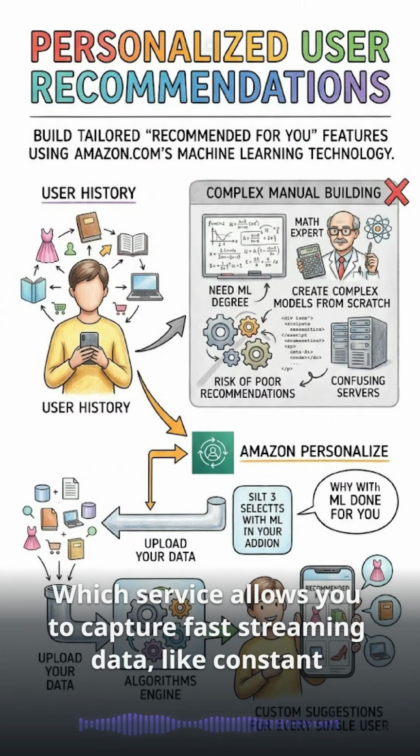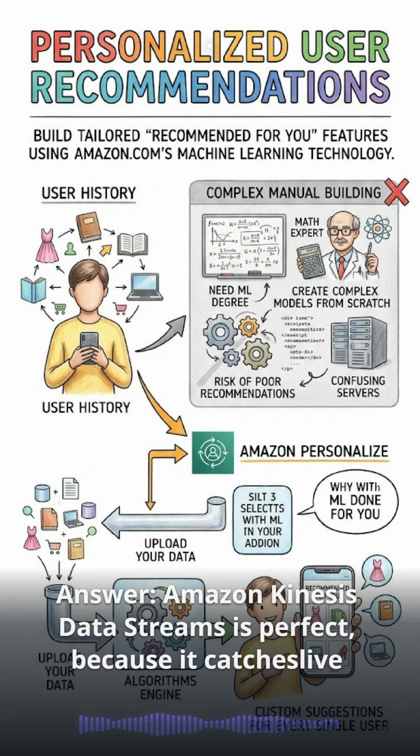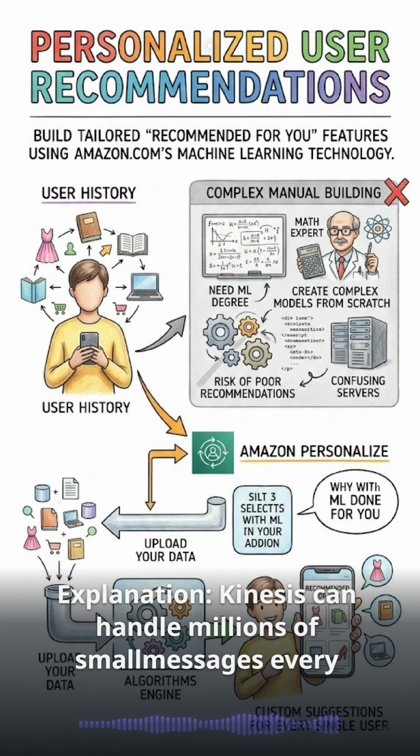6. Which service allows you to capture fast streaming data, like constant website clicks in real time? Amazon Kinesis Data Streams is perfect because it catches live events right as they happen. Kinesis can handle millions of small messages every second, so your apps never miss any live actions.